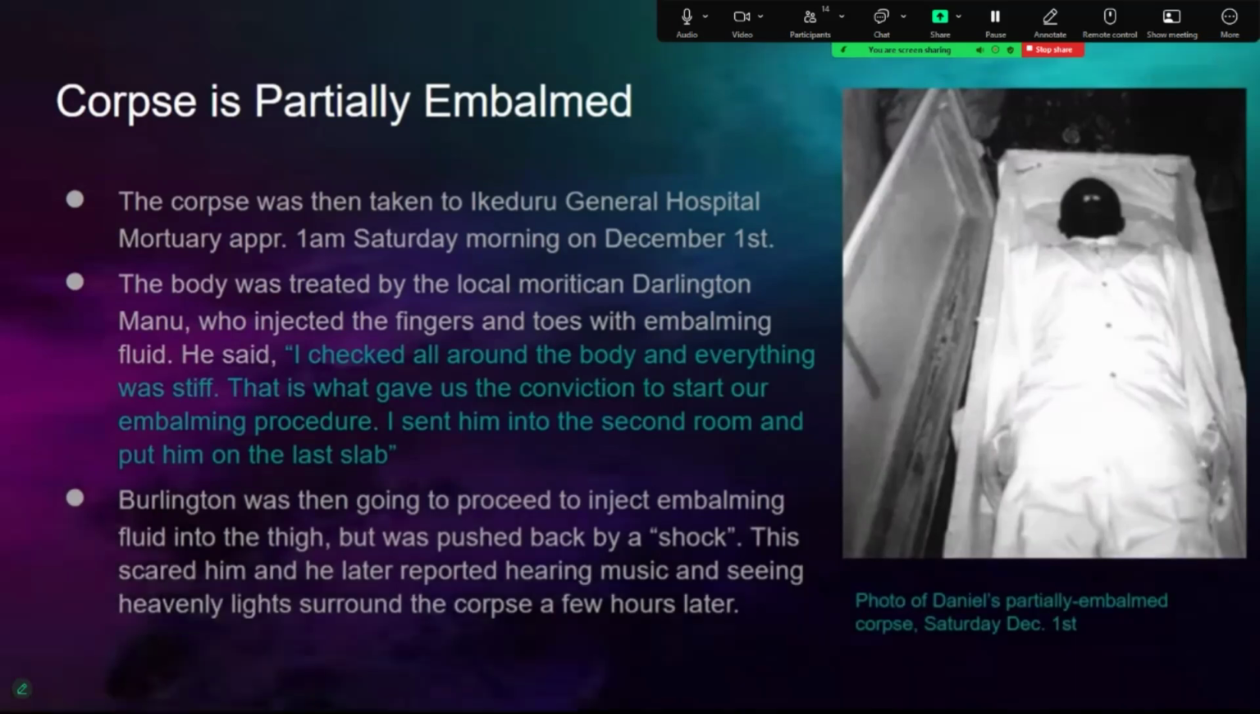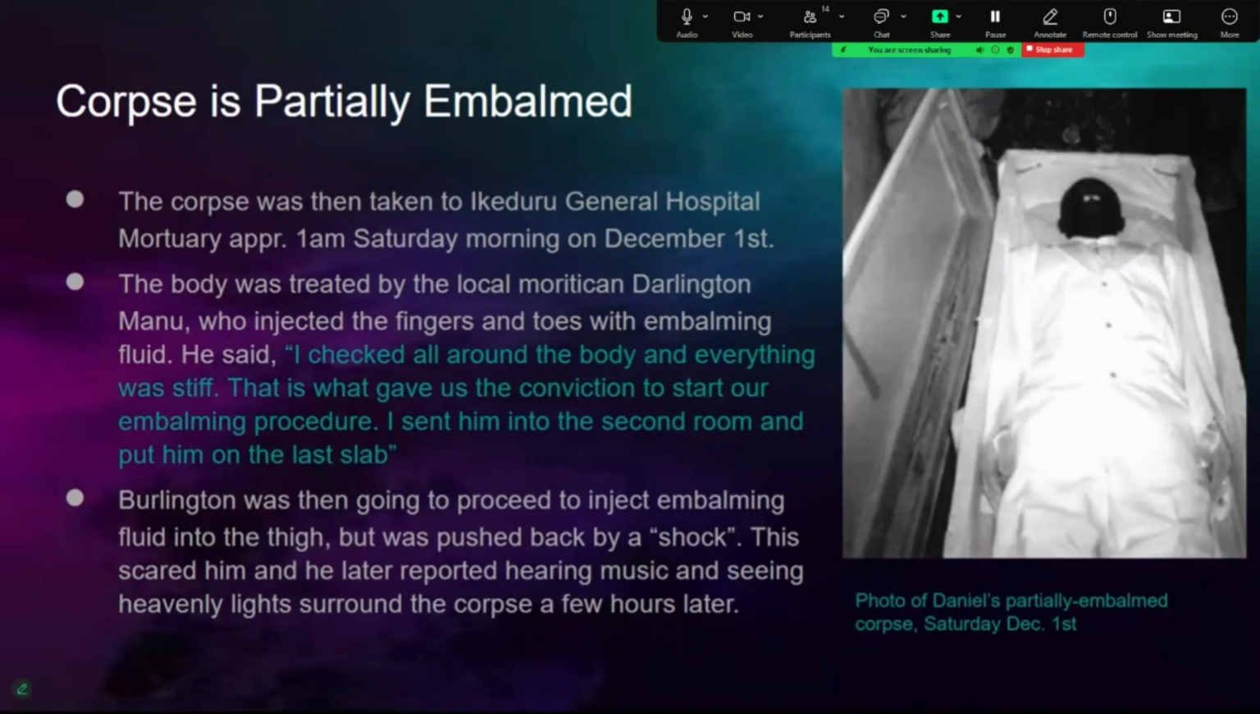At about 1 a.m. or so that Saturday, the mortician at the time, Darlington Manu, takes the corpse and he begins to do the pre-embalming process. So in Nigeria, they don't take the organs out of the corpses when they embalm them. So he gets the embalming fluid and he injects it into the fingers and he injects it into the toes. He's about to go and cut open the thigh and put the rest of the embalming fluid in, which is typically what you do. You drain the blood.